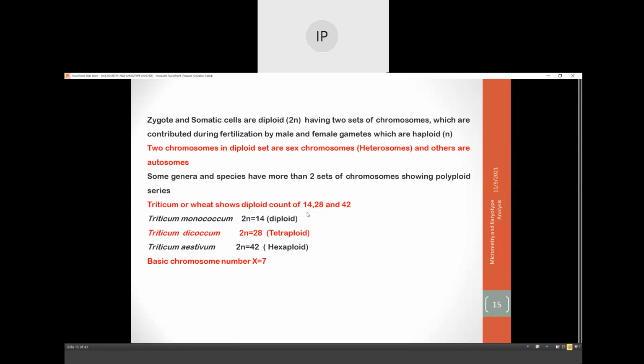Triticum or wheat shows diploid counts of 14, 28 and 42. Triticum monococcum, that is 2n is equal to 14, is diploid. Triticum dicoccum, 2n is equal to 28, is tetraploid. Whereas the wheat which we use commonly is Triticum aestivum, 2n is equal to 42, that is hexaploid. Triticum vulgare is also hexaploid. In all these, basic chromosome number x is equal to 7.